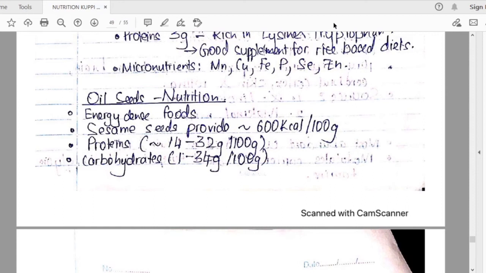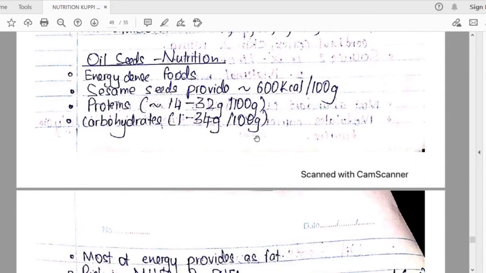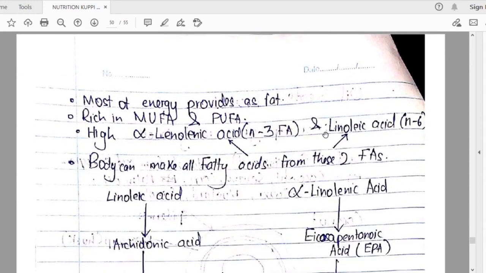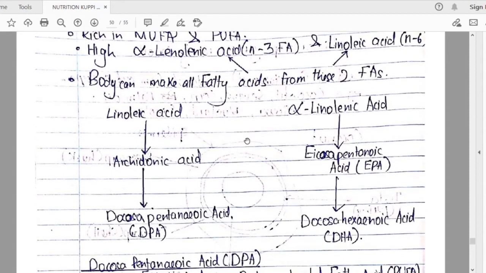Oil seeds are energy dense foods. Sesame seeds provide 600 kilocalories per 100 grams, proteins 14 to 32 per 100 grams, carbohydrates 1 to 34 grams per 100 grams. Most of the energy comes from fat. It is rich in monounsaturated fatty acids and polyunsaturated fatty acids, high in alpha linolenic acid, which is an n3 omega 3 fatty acid, and linoleic acid, which is an omega 6 fatty acid.